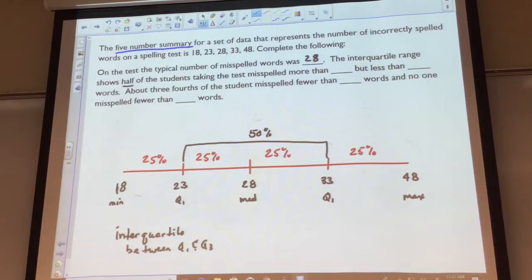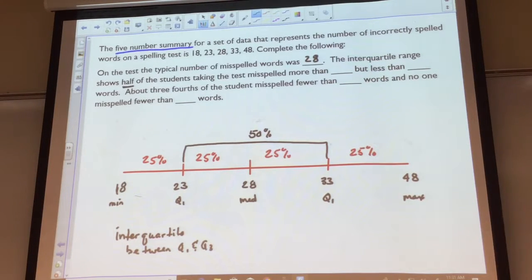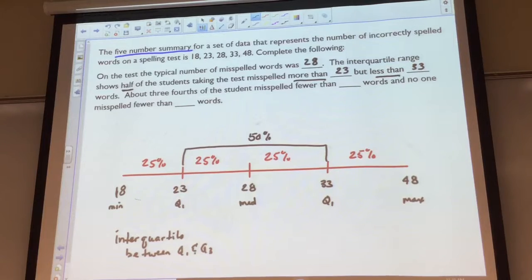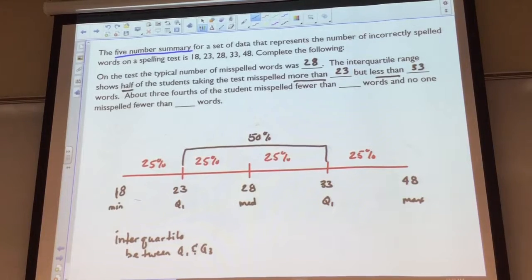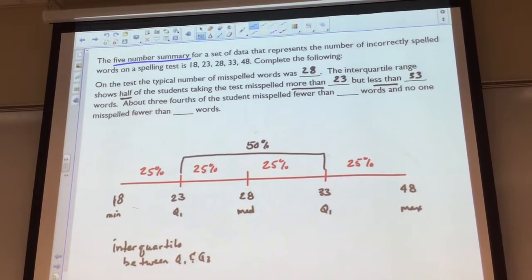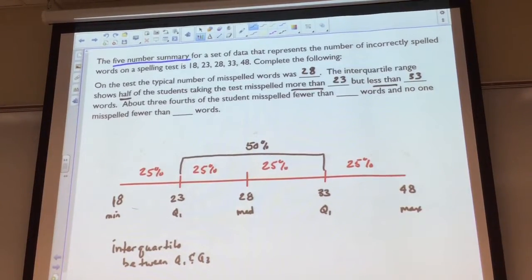Shows that half, there's the 50%, half of the students taking the test misspelled more than, targeting which value? 23. More than 23, because that's quartile number 1, but less than 33. Those are the sandwich endpoints. And you need to read that carefully because they're not always going to use more than and less than. They might say at least this many questions, which is the upper endpoint, but at most this many questions, which is the lower endpoint. So be careful about getting those values in the right place, because some of you lost points just because you put the values in the wrong place.